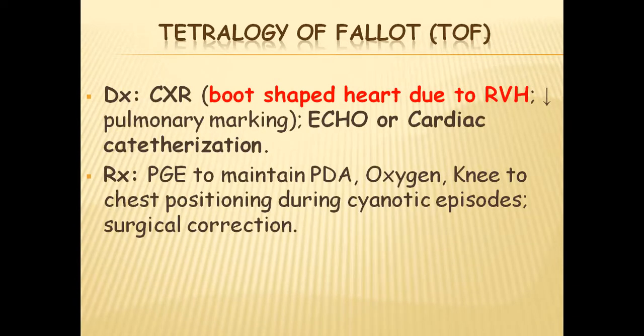So how do we make the diagnosis? On the chest X-ray, you want to see what they call the boot-shaped heart. And the boot-shaped heart is due to the right ventricular hypertrophy. And also when you look at the chest X-ray, this patient will have decreased pulmonary markings because of decreased pulmonary blood flow.